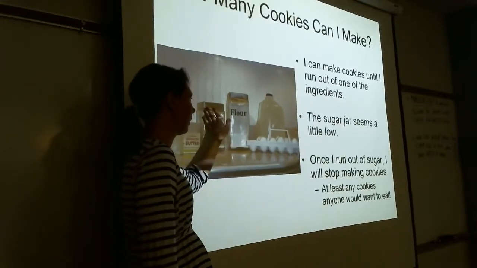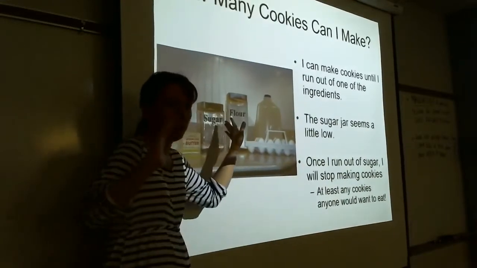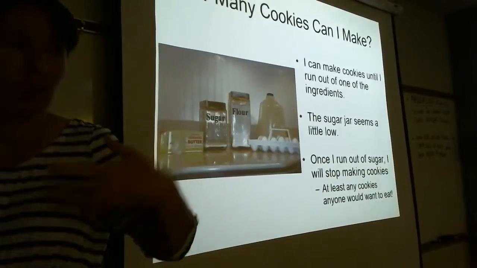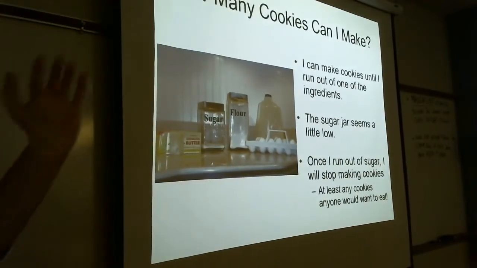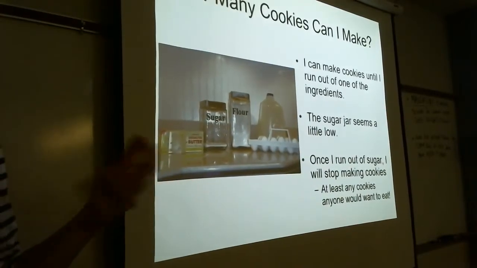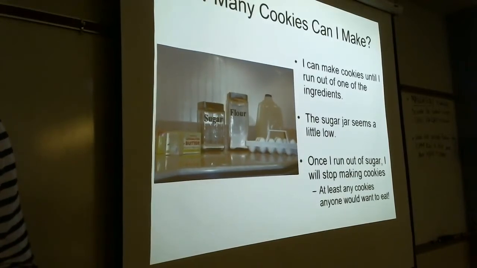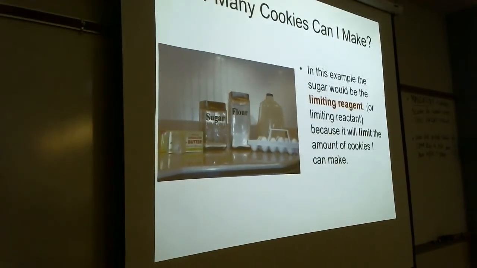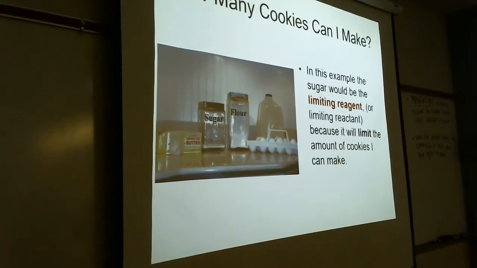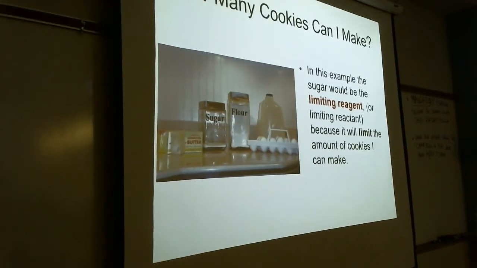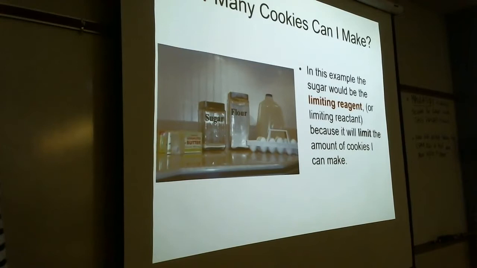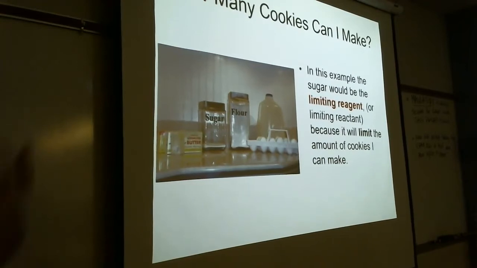So once I'm out of one ingredient, I can't make any more cookies. Right? And that's kind of a standard example. You can use this for any recipe in your kitchen. Everybody likes cookies. Most people like cookies, I should say. So the ingredient that I run out of first is called the limiting reagent. Reagent just means reactant. Okay, it's another word for reactant. So the ingredient that I ran out of first here is sugar. Right, so it limits the amount of cookies I can make.